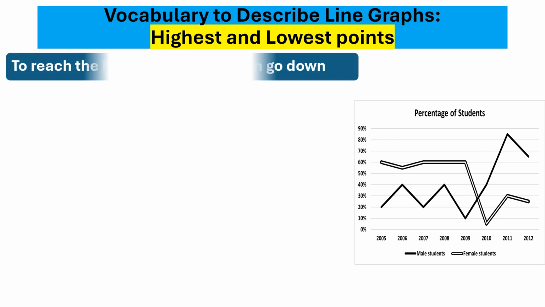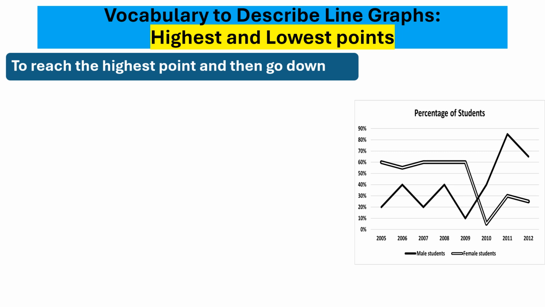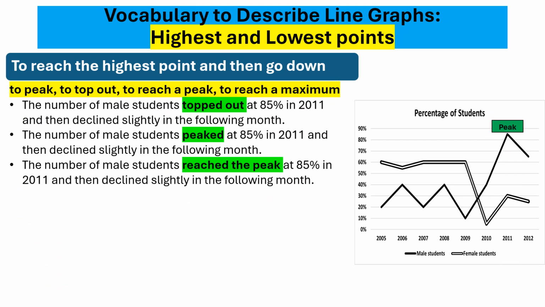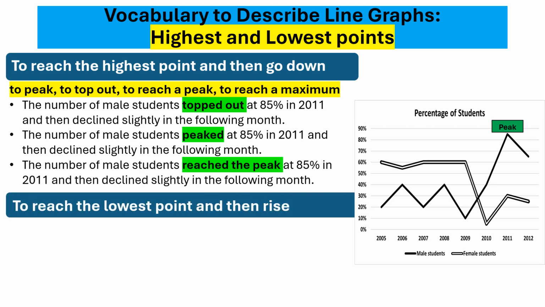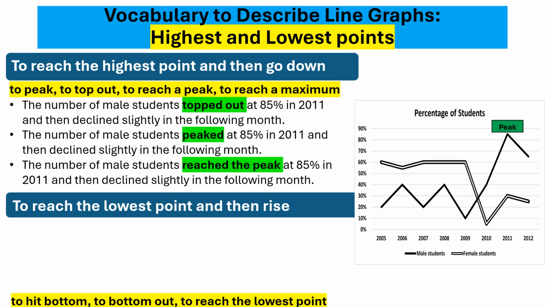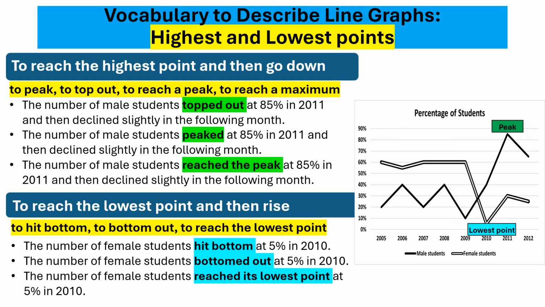For describing the highest point, you can use phrases like to peak, to top out, to reach a peak, to reach a maximum. For describing the lowest point, you can use phrases like to hit bottom, to bottom out, and to reach a low point. Pause the video here and read the example sentences to see how these phrases are used in sentences.